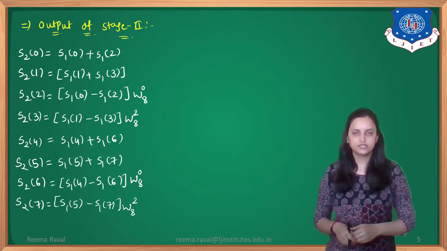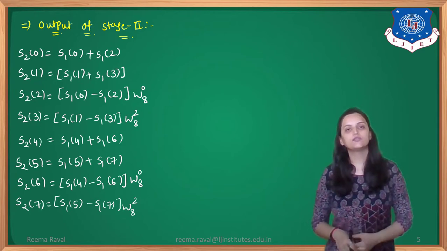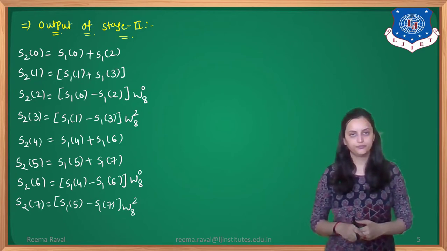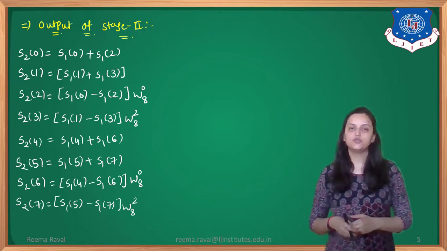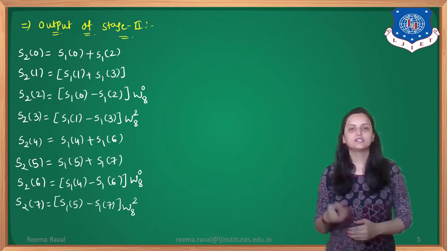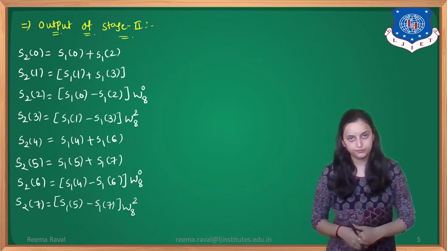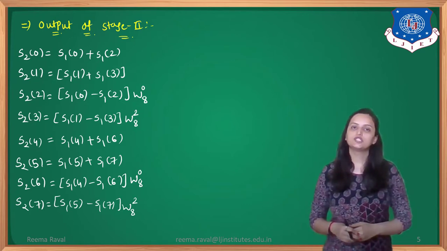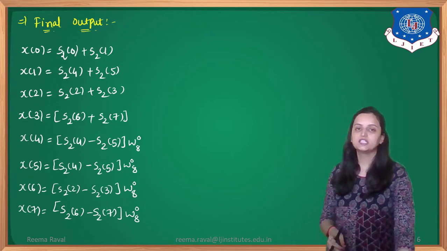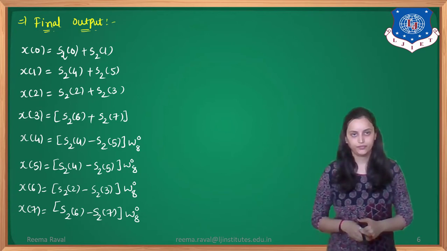Next is s2 of 6, which equals s1 of 4 minus s1 of 6 into w80. And the last one is s2 of 7, which equals s1 of 5 minus s1 of 7 into w82. So these are the output equations for stage 2. Now let us calculate the output of stage 3, that is our final output.